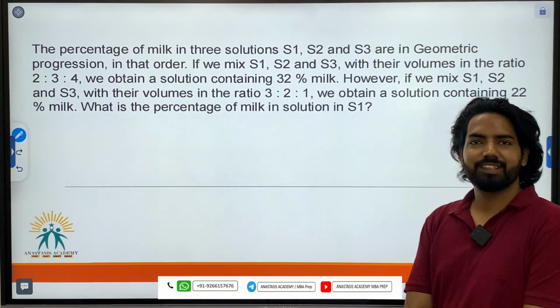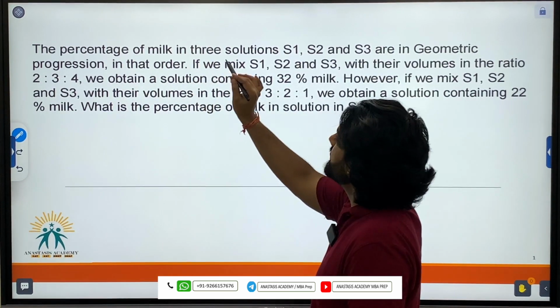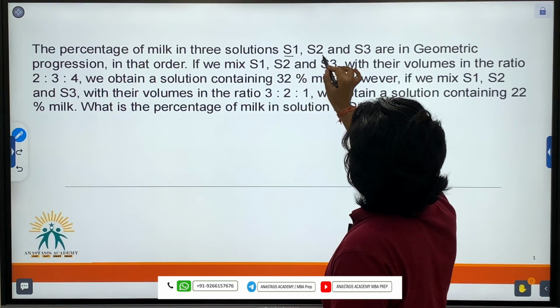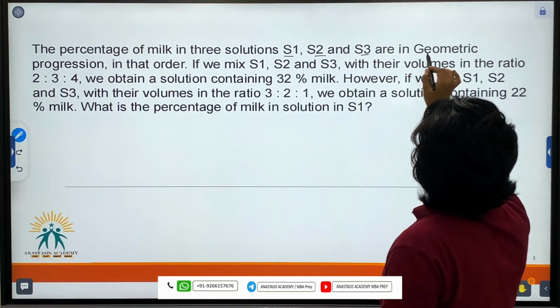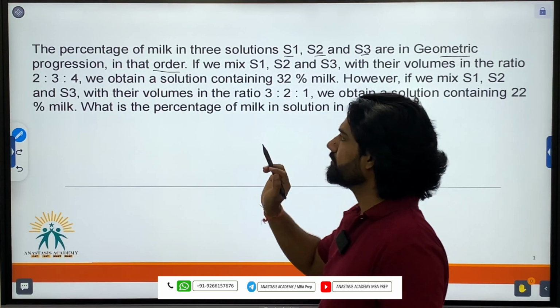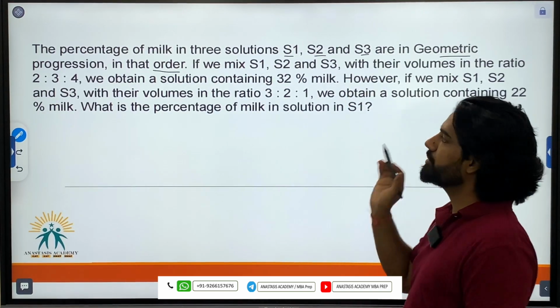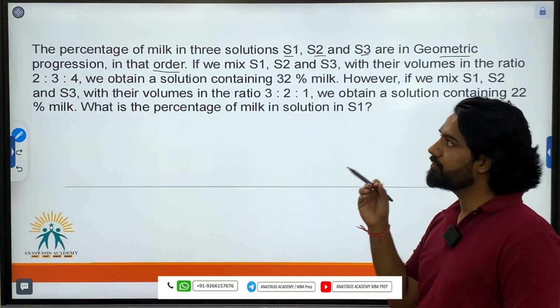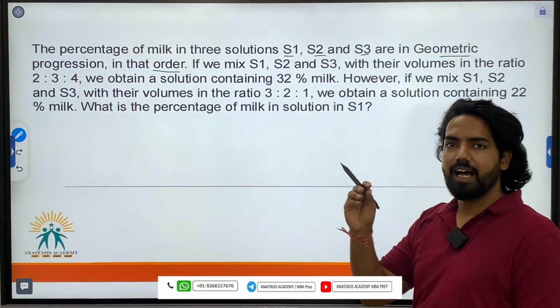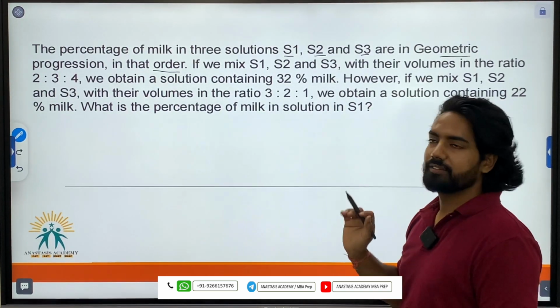Let's solve this question. The percentage of milk in three solutions S1, S2 and S3 are in geometric progression in that order. So it is given that there are three solutions S1, S2 and S3, and the percentage of milk in these three solutions are in the geometric progression in that order, right?